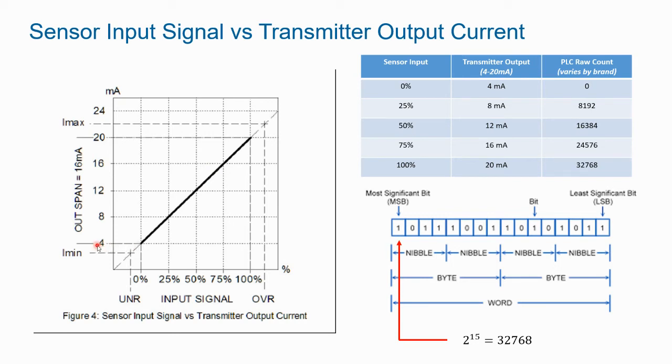So we could look at 4 milliamps again is the low end of the actual current. So that would represent about 0% of the actual signal of whatever it is we're sensing. 20 milliamps is the top end. That would represent 100% of that signal. So 12 milliamps is halfway. 8 milliamps would be 25%. 16 milliamps would be 75%. Okay.